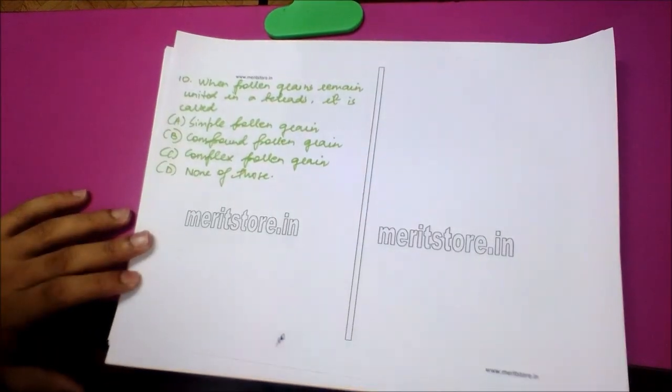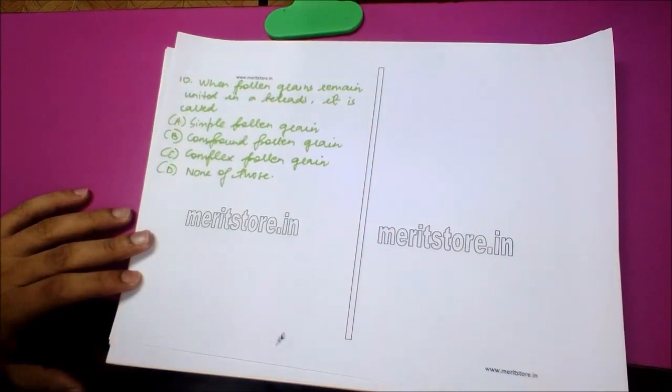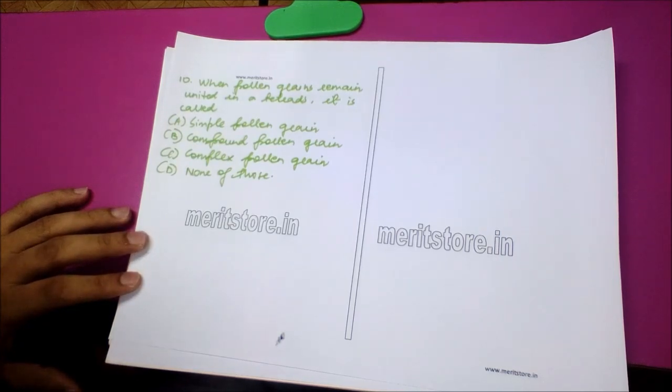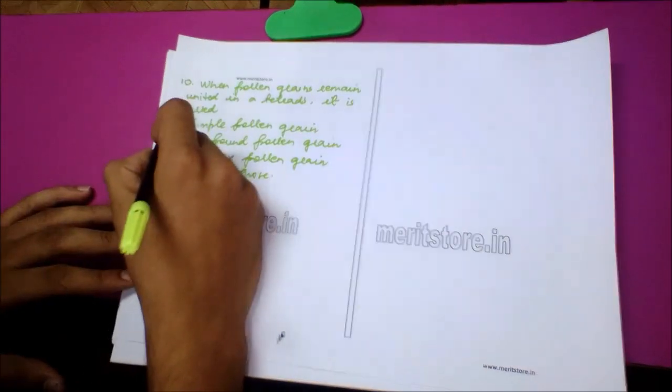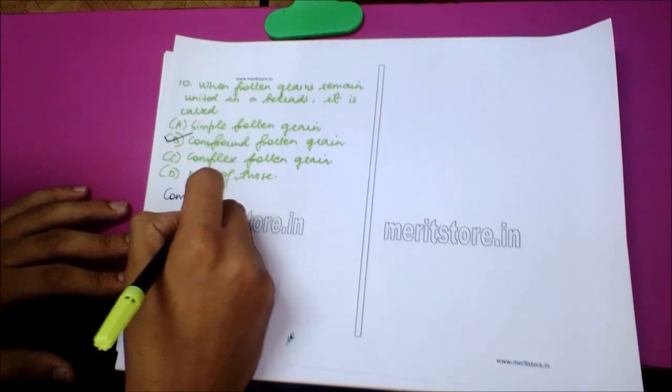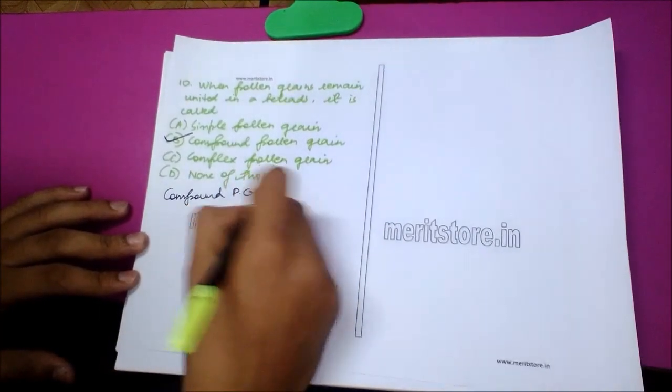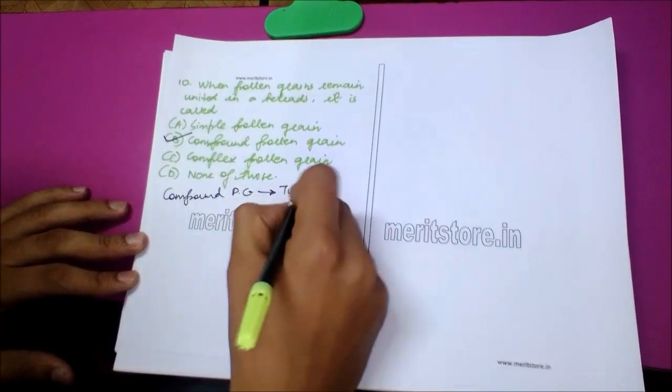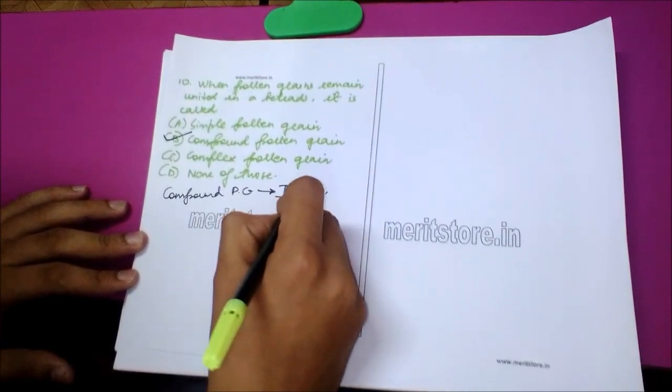Our next question is, when pollen grains remain united in a tetrad, it is called option A, simple pollen grain, option B, compound pollen grain, option C, complex pollen grain, and option D, none of those. So our answer to this question is compound pollen grain, which is found in species like Typha and Juncus.